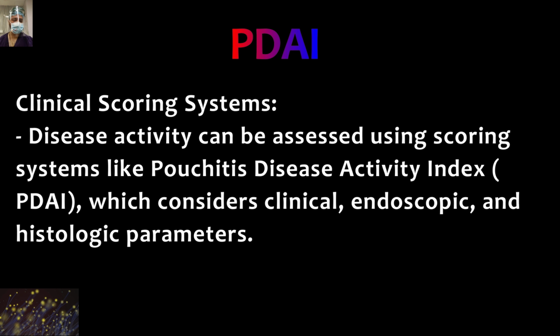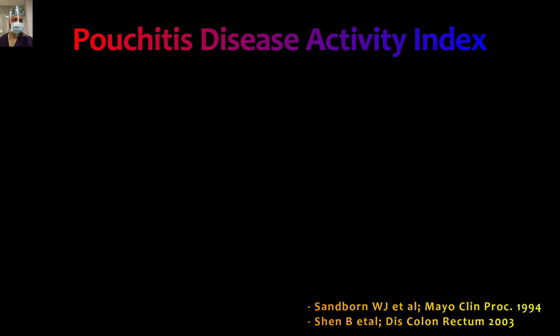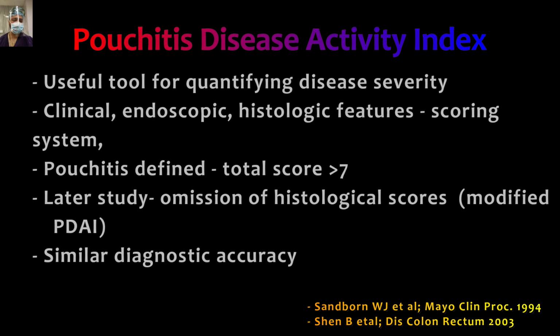two clinicians. So histological, endoscopic scoring system, clinical, and pouchitis is defined if we have a total score of more than 7, and later on this score was modified and the histological score was omitted. So we have the modified pouch disease activity index score also, and it has a similar accuracy.